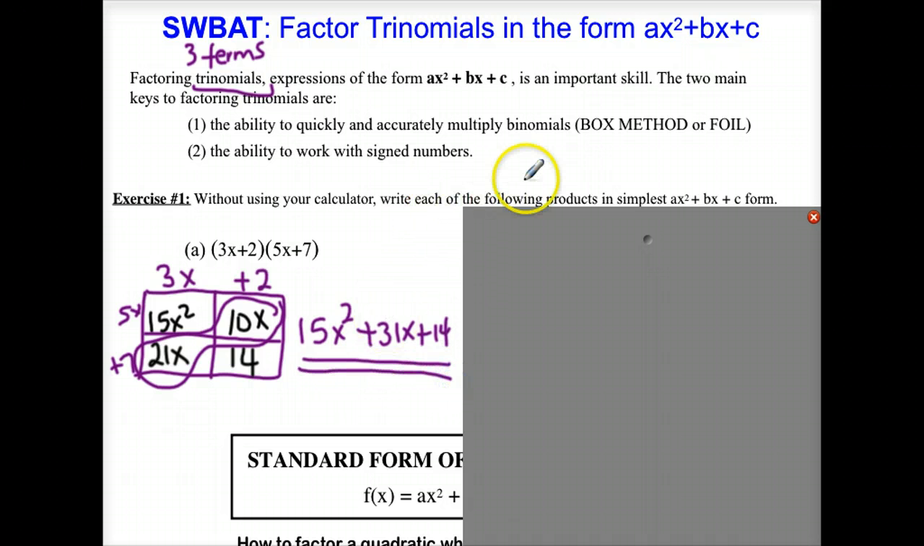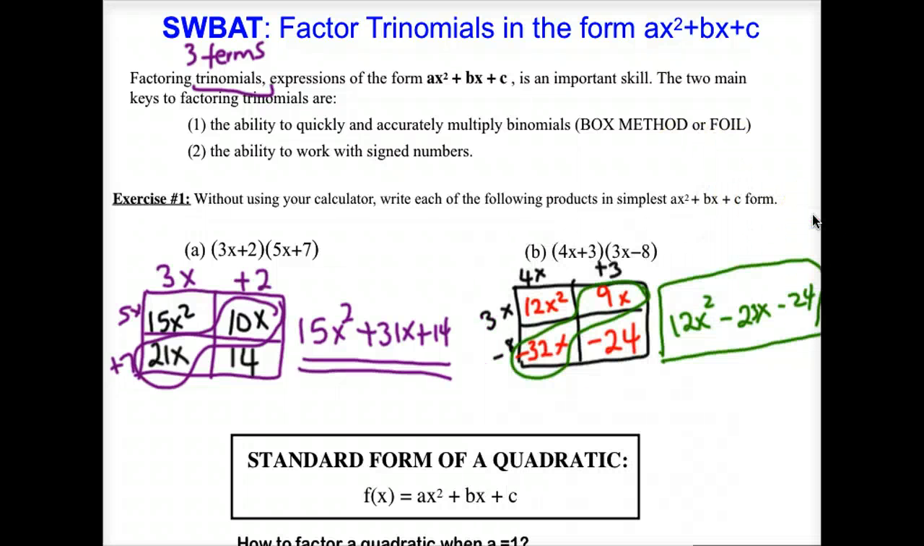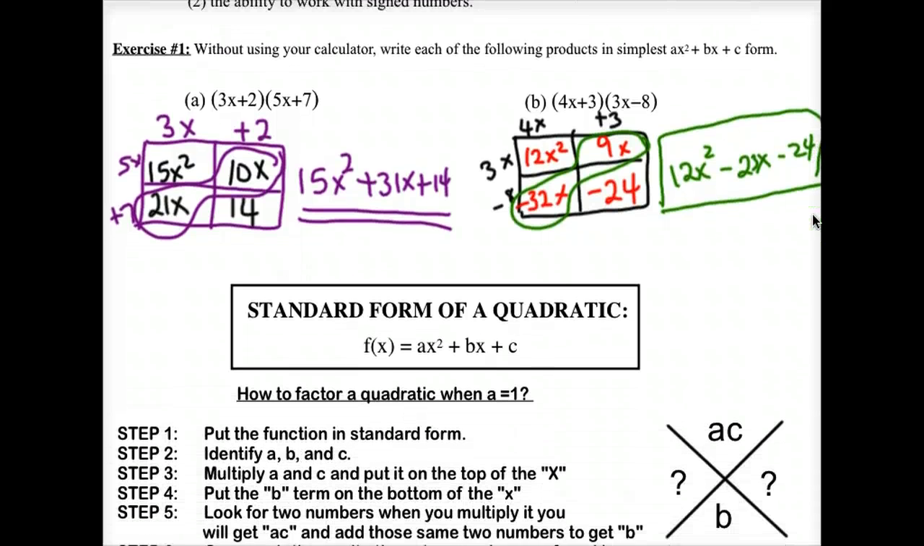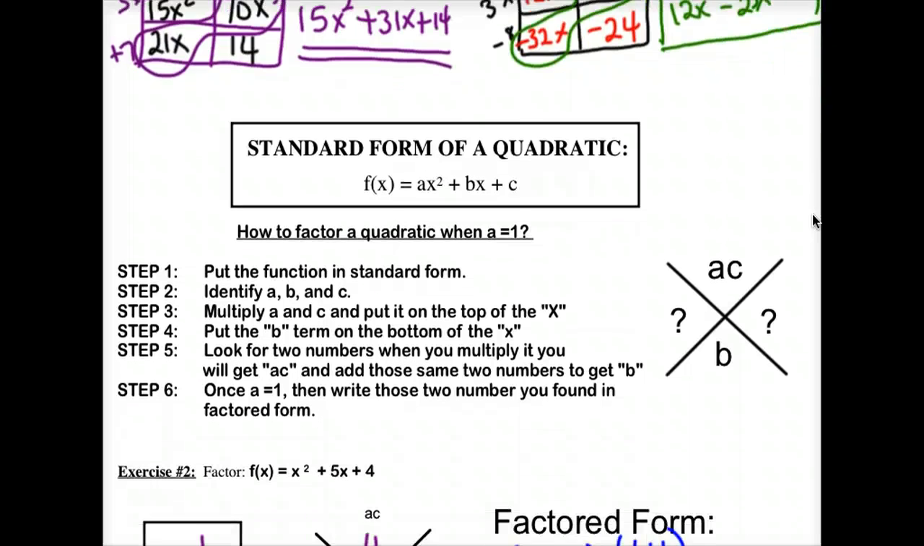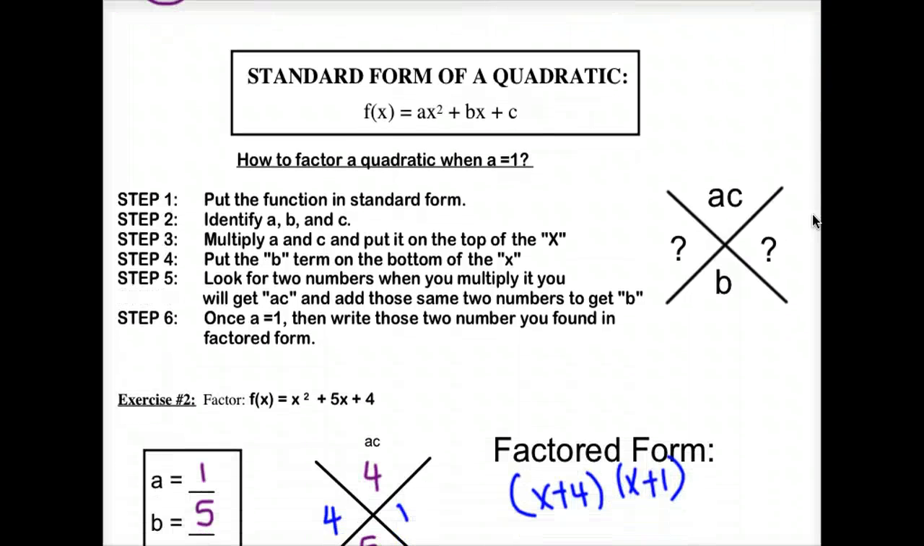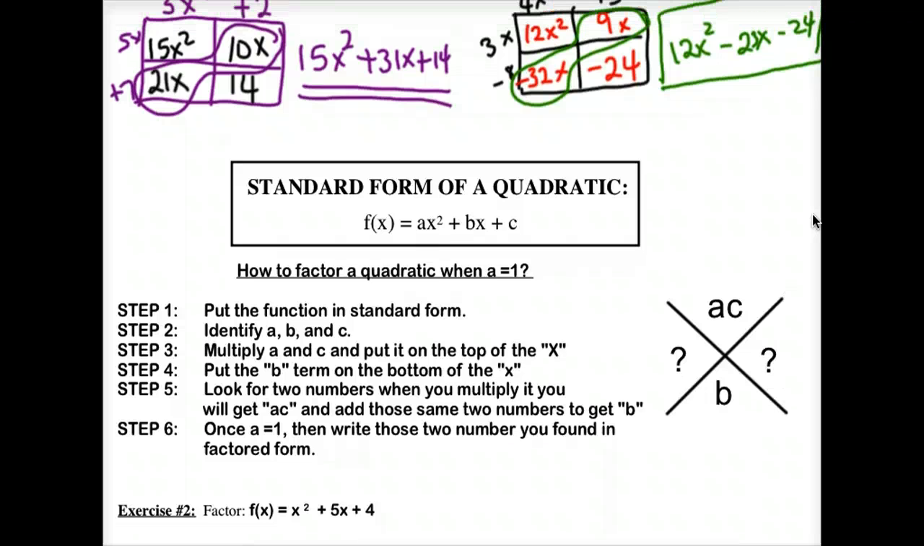So pause the video and try the second one on your own. Did you really remember how to do the box method? Great, now that you had a chance to try it, did you get this? 12x squared minus 23x minus 24. So let's pause and check it out. If not, let's move on. Make sure you get those. Whoa, I gave you the answers already.